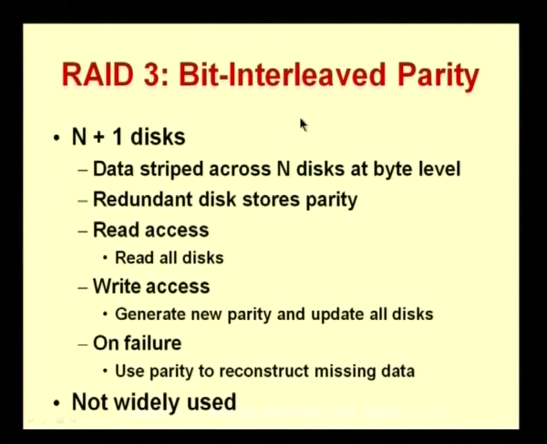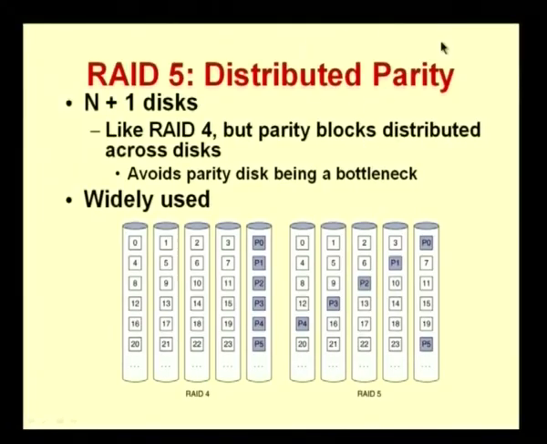The other option that we have is bit interleaved parity. All of us know about the parity mechanism. So, we store parity information on the redundant disk. This is also not really used widely. One that is widely used is a mechanism called distributed parity. Okay. So, what we do here is we use n plus 1 disks.